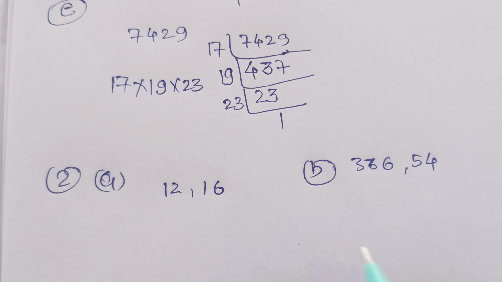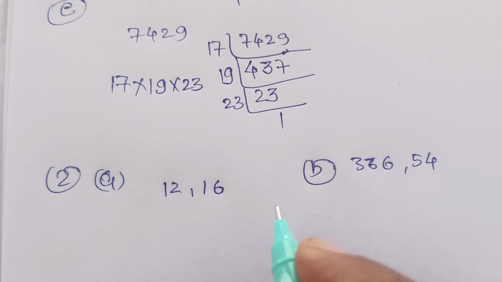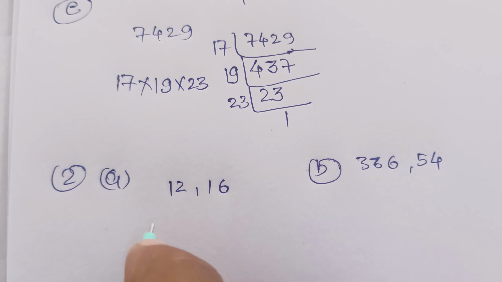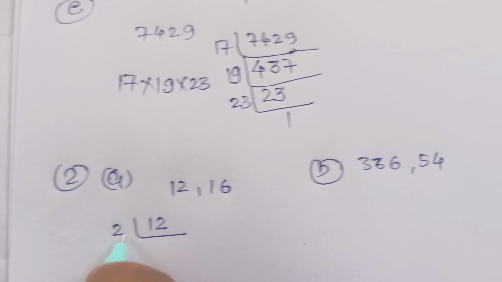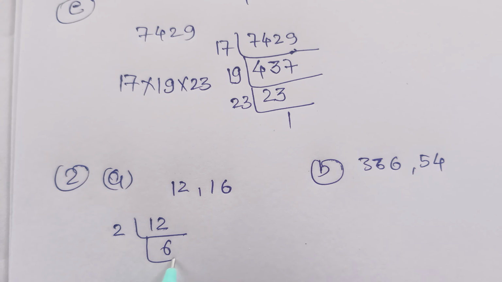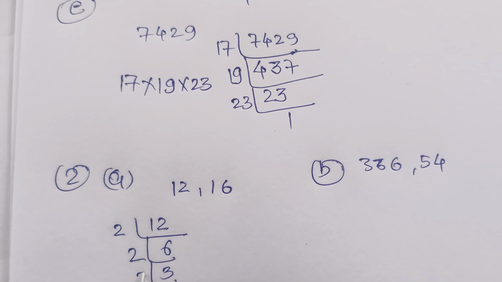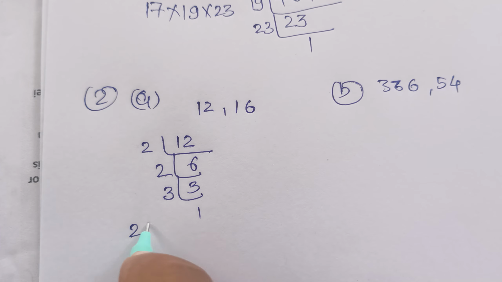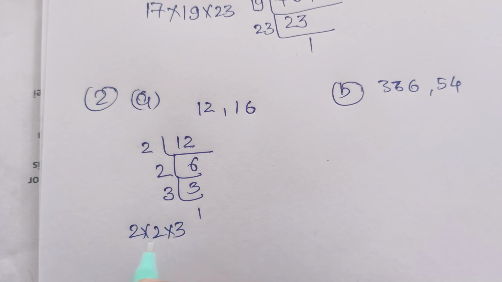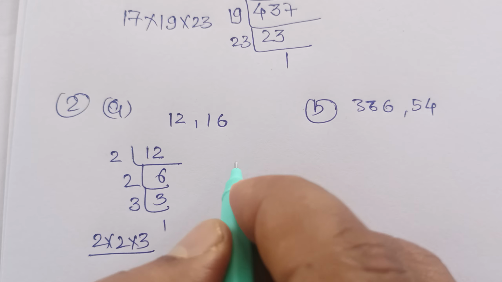Correct. Now you come to prime factorization. What is the topic? Prime factorization. So now you do 12. We have to do prime factorization. 2 6 ja, 2 3 ja, and 3 1 ja. So what prime factorization did we get for this? We got 2 into 2 into 3.